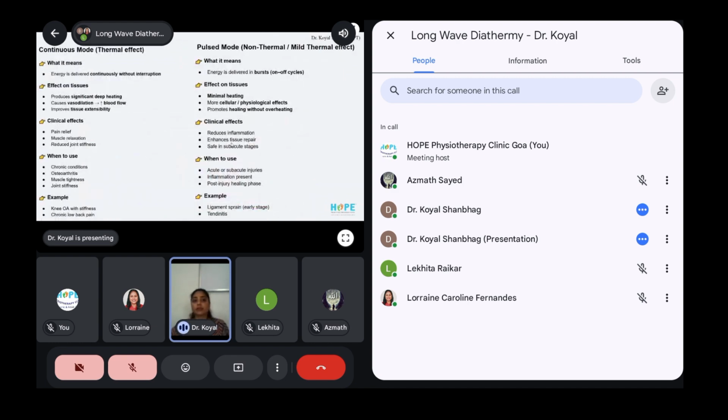So let's see when to give the continuous mode and pulse mode. The continuous mode gives a thermal effect, as in it will give out heat. In pulse mode, it will not give out heat. It will give out electromagnetic waves in burst form, on and off cycles. So that is why we need to use it in the acute cases, and for continuous mode, we need to use it in the chronic cases.